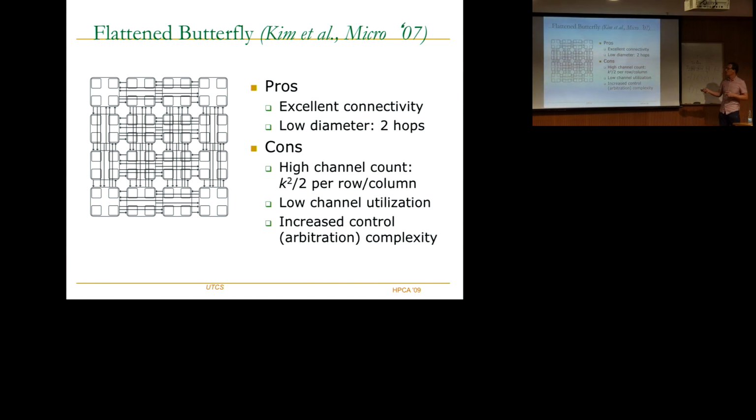And the cons is you get high channel count. If you do the calculation, you get k²/2 per row and column, because everything is connected to every other, right? And you get low channel utilization, because if you're communicating between here and here only, you cannot use the other connections, right? That's the downside of partitioning in general. And this is a partitioned channel network. And you get increased arbitration complexity because your radix is actually higher, right? As you can see, you get 3 connections out here and 3 more connections this way.